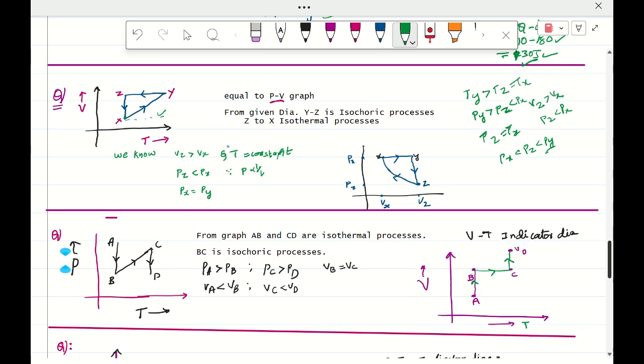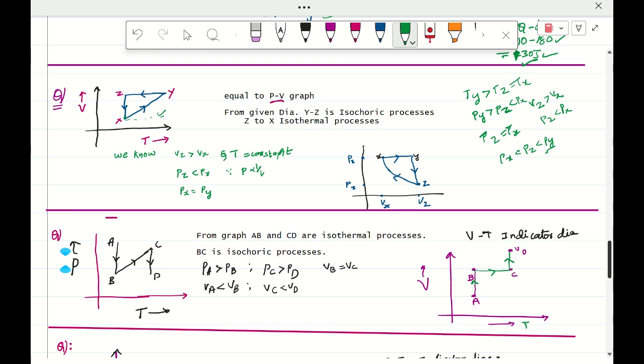So now, here I have given clearly, Vz is greater than Vx, Pz is less than Py, Px equal to Py. Because slope only, no? Constant slope here given. So P at X and P at Y is equal, and P is inversely proportional to V. Based on this data from the graph VT, it is asking for the PV graph.